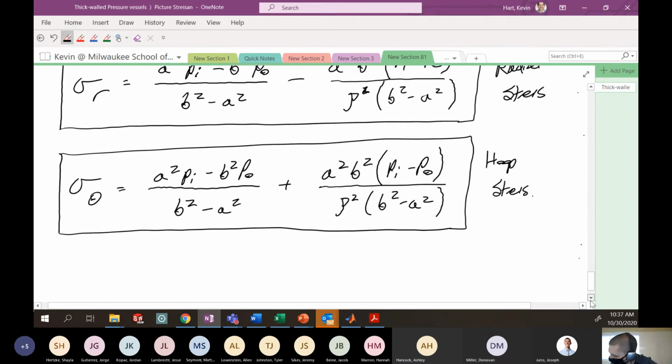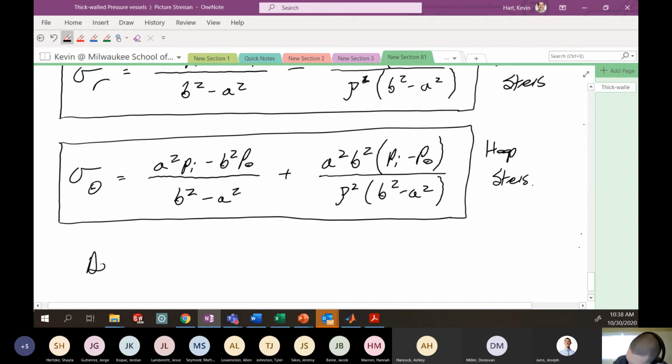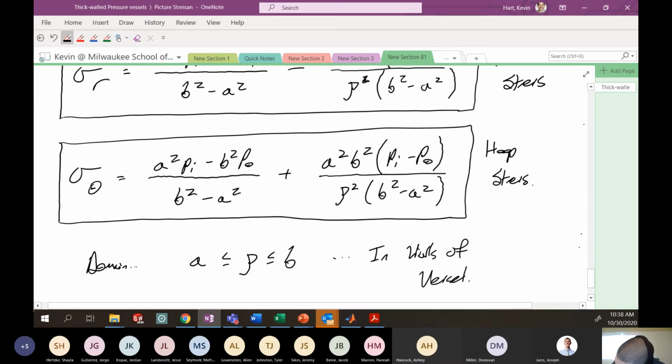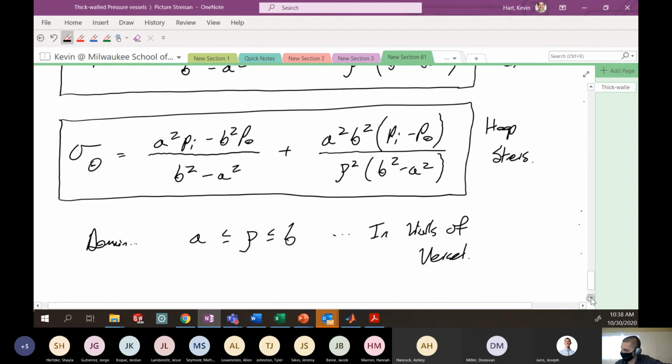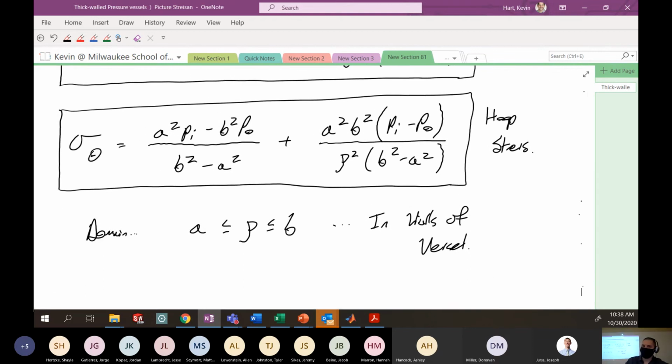Okay. As a reminder, the domain here is for A less than or equal to rho, which is less than or equal to B. This is obviously in the walls of the cylinder. It doesn't really make sense if your domain is outside of the walls of the cylinder. Okay, that's your radial and your hoop stress.